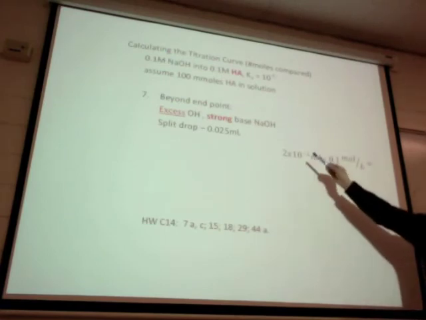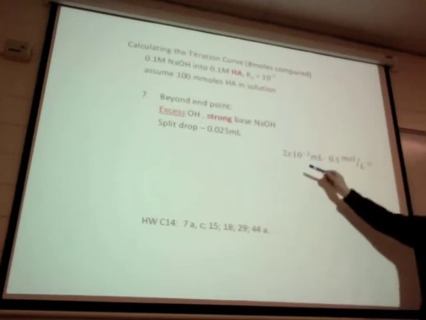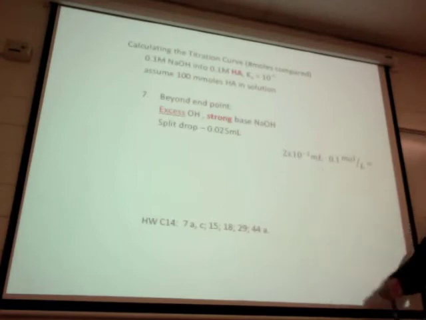Any question at this point? Should there be 2.5 times 10 to the minus 2? Yeah, it should be 2.5. But I just said that for illustration, I just kept it with one significant figure.